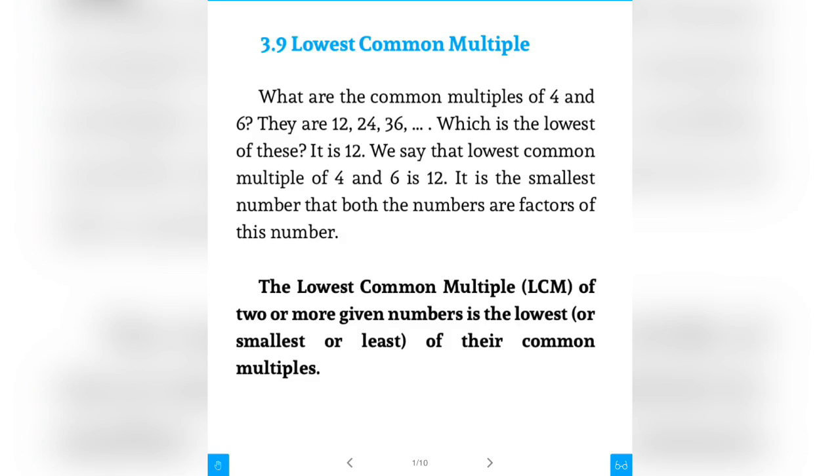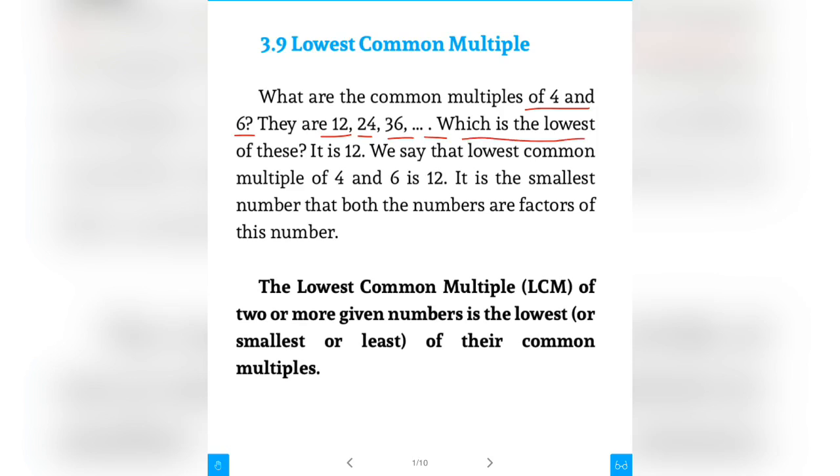So what are the common multiples? First of all, we will talk about the common multiples. As you can see here, like 4 and 6. What are the common multiples of 4 and 6? I will write it over here: 12, 24, 36 and so on. So these are the common multiples of 6 and 4. Why? Because these numbers come in the table of 6 and 4 both, or they are divisible also.